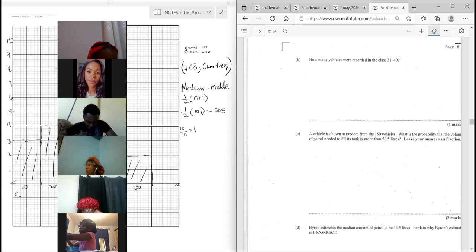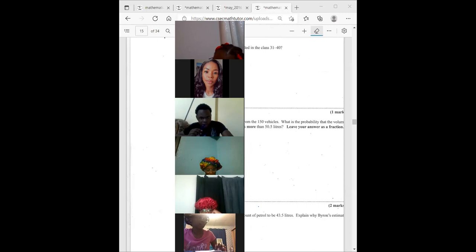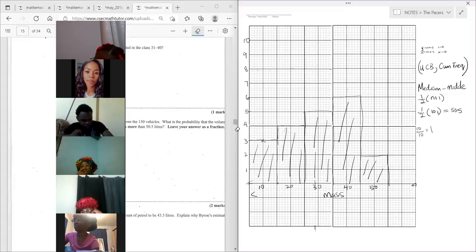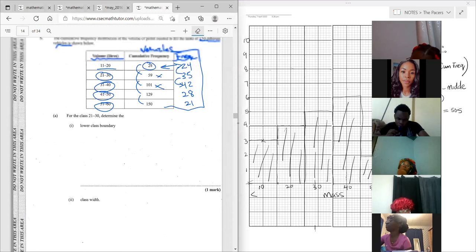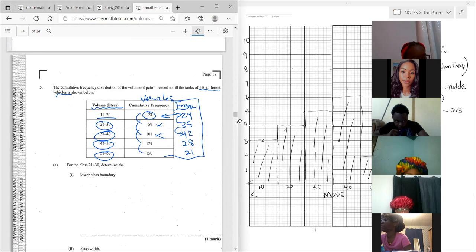What does more than 50.5 mean? Fifty point five and above. Right. So therefore, we go back up to the graph and we find 50.5. Where would 50.5 be? 51 to 60. Yeah, correct. Because the 50.5 is the upper class boundary for here, but it's also the lower class boundary for here. So if we want to choose the 50.5, we choose this last one here.